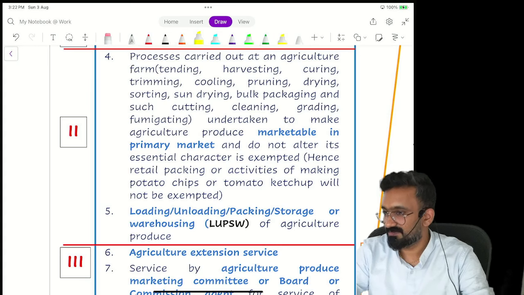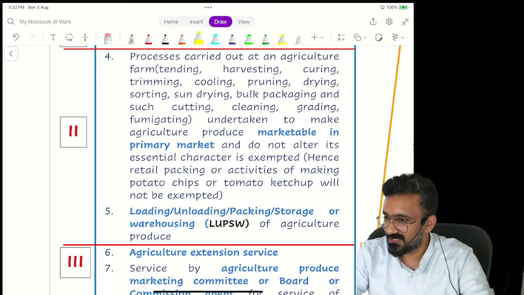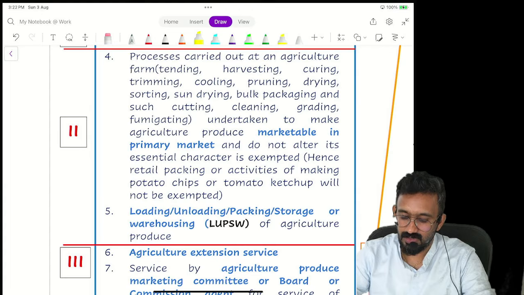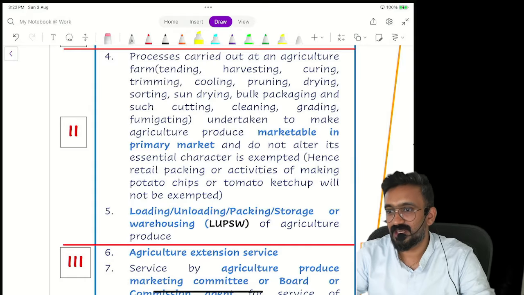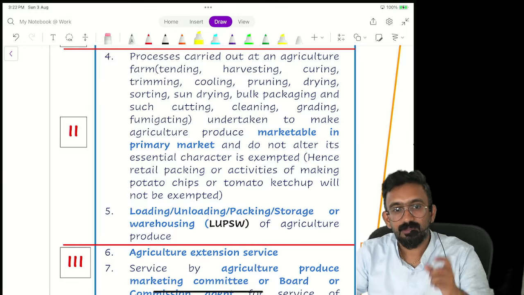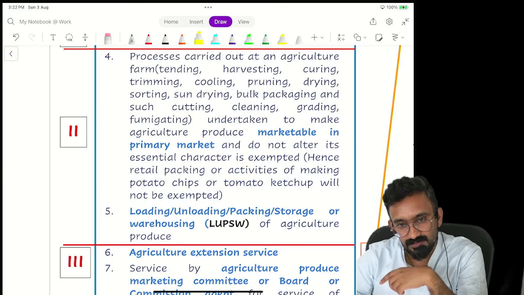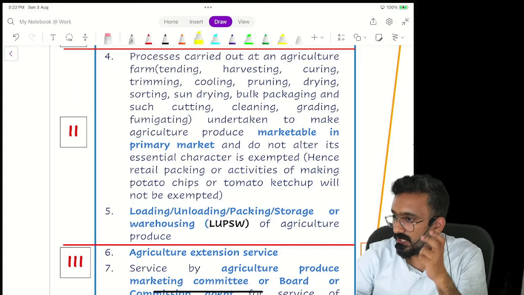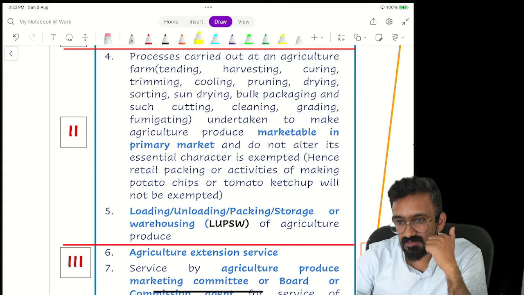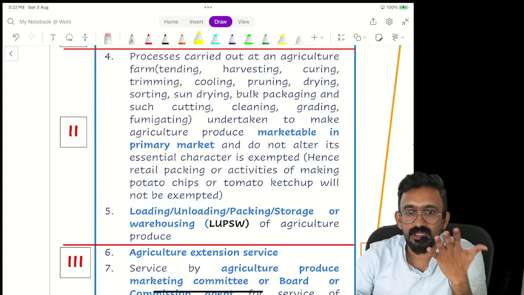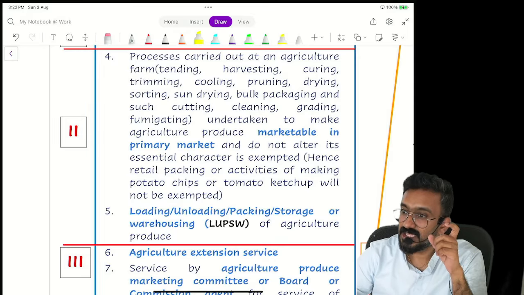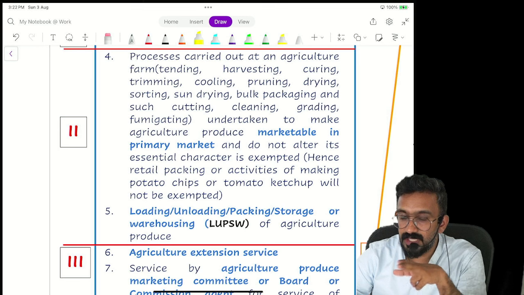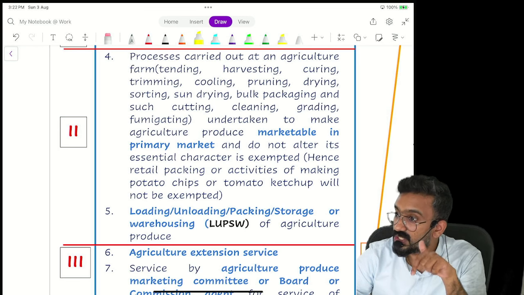Now the product is ready. Then what should I do? Take it to the market and sell. So I have activities which are exempted. What are the activities? Next, point number 5. Loading, unloading, packing, storage or warehousing of agriculture produce is exempt. I'm calling this LUPSW: loading, unloading, packing, storage and warehouse. LUPSW will be exempt, if I do this on agriculture produce.